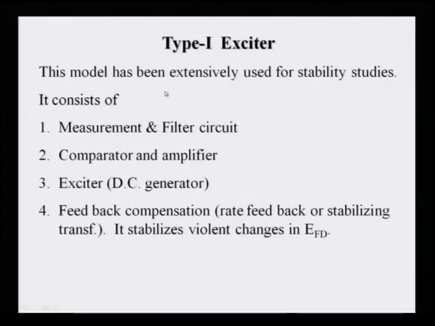So, in this lecture only I will be considering the type 1 excitation system, and this model, as I said, is extensively used for stability studies. Most people use this type 1 excitation system, and it consists of the measurement and filter circuit, comparator and amplifier, and the exciter, that is, a DC generator used here, and the feedback compensation, which is the rate feedback or stabilizing transfer function, and it stabilizes the changes in this EFD.